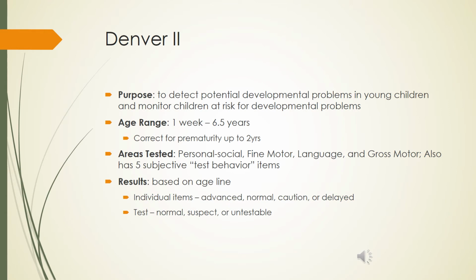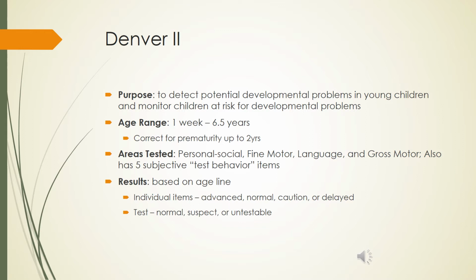So the Denver 2, basically the second edition, its purpose is to detect potential developmental problems in young kids and then monitor those kids who are at risk. As for the age range, this is a norm referenced test because it's comparing them to their age-matched peers. You could use it on any kiddo from 1 week old to 6.5 years old.